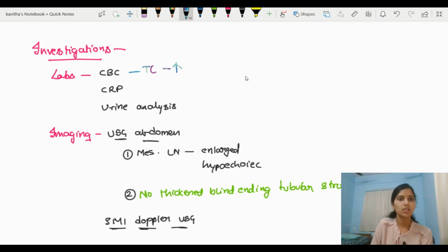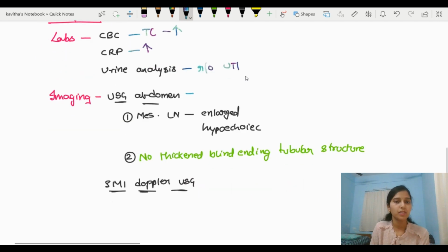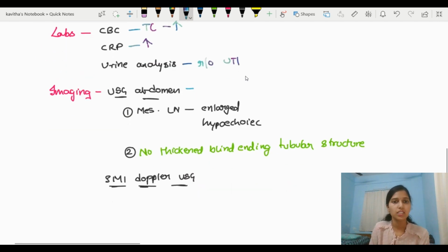Lab investigations are complete blood count, in which we have to look for the total counts. They will be elevated on the first day of symptoms. Coming to the second day, they will again come to normal. So you should not rule out the possibility of mesenteric adenitis even if the total counts are normal. CRP will be elevated, and urine analysis is to be done to rule out urinary tract infections.